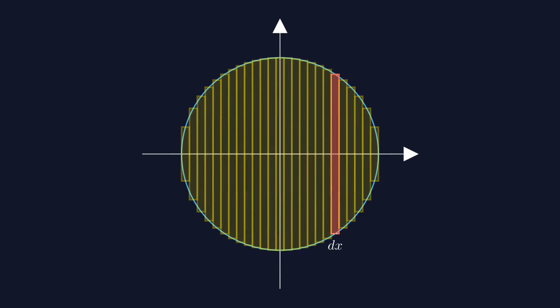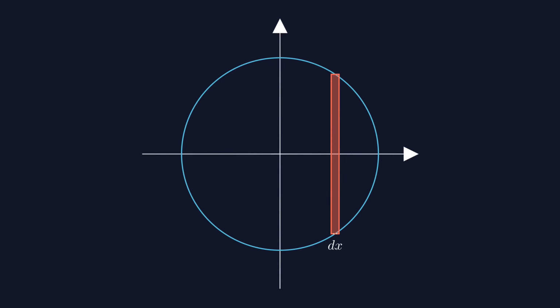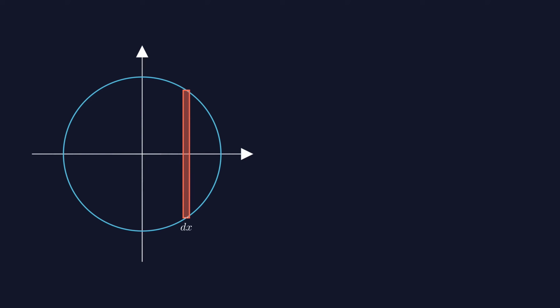Alright, now let's keep just one rectangle and erase the others. Let's see if we can find the area of this single rectangle. Let's say our circle has a radius r. The equation of such a circle is x squared plus y squared equals r squared. I already know the base of the rectangle. I need the height. For that, I have to express the circle as a function in the form y equals f of x.